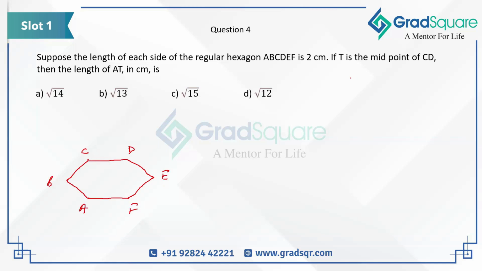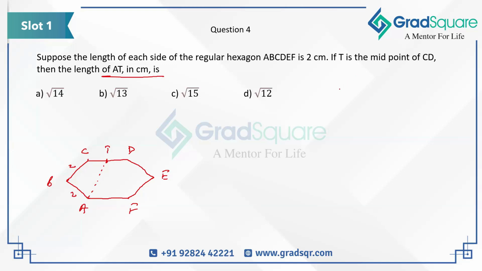Now, T is the midpoint of CD. So if I take T over here, that is the midpoint of CD. And then the length AT in centimeters has been asked of you. So I will have to join this AT over here. They're asking me the length of AT. Clear? Now, if you observe this very carefully, this is a regular polygon, right? So this is also 2, this is also 2.